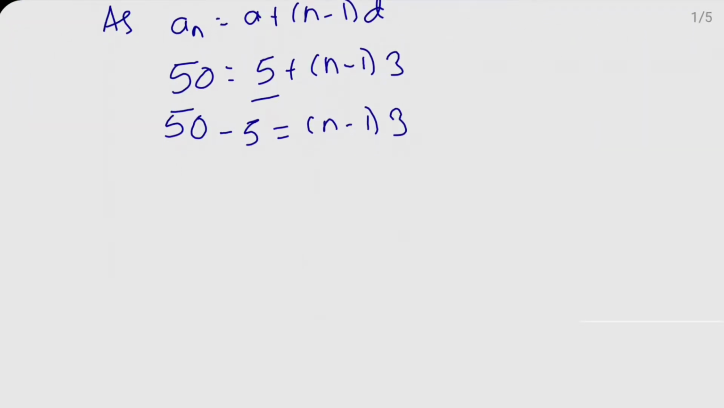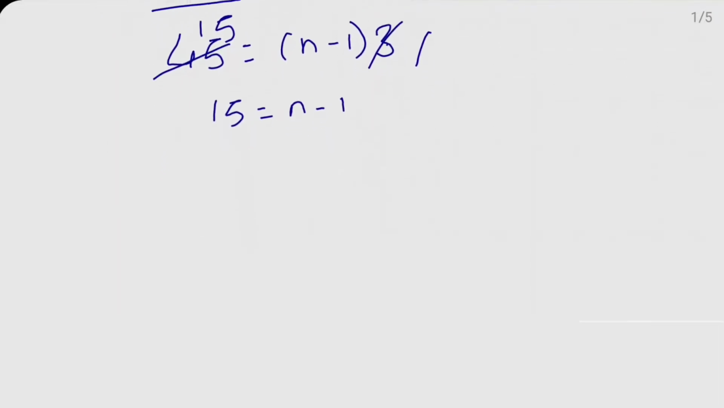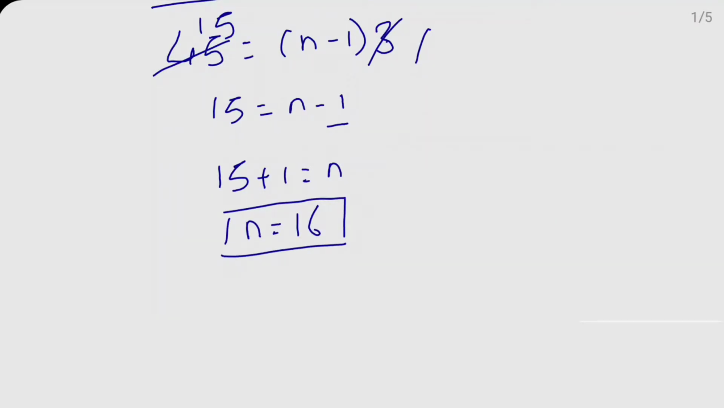So now 50 minus 5 is 45, and this equal to n minus 1 into 3. So now 3 1s are 3, 3 15s are 45. So remaining term 15 equal to n minus 1. So now here this minus 1 comes in LHS side, it becomes a plus. So 15 plus 1 equal to n, then n equal to 16. Is it clear? So they asked n, so n is 16.